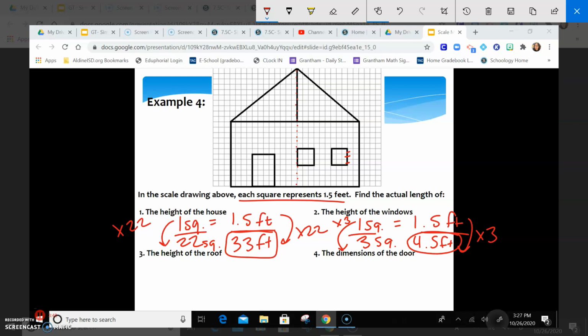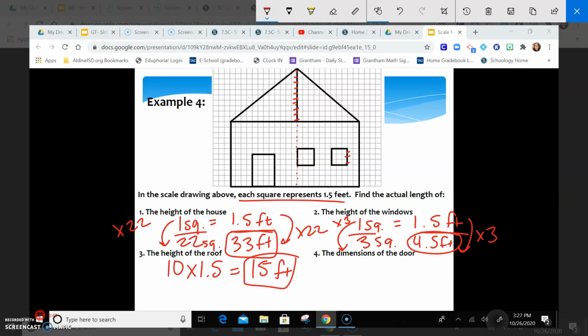Next one, the height of the roof. Now I'm only looking at the roof, so I'm going to count the squares there. 1, 2, 3, 4, 5, 6, 7, 8, 9, and 10. Another thing I can do is use this 1.5 as a scale factor like I did with my similar figures. I would take the dimension of the roof, which is 10, and multiply it by the scale factor of 1.5. So 10 times 1.5 gives me 15 feet. The roof is 15 feet tall.